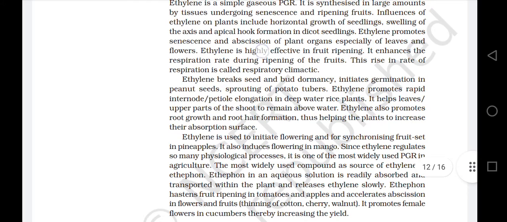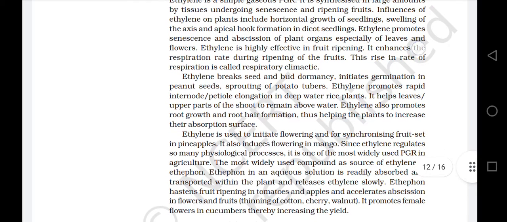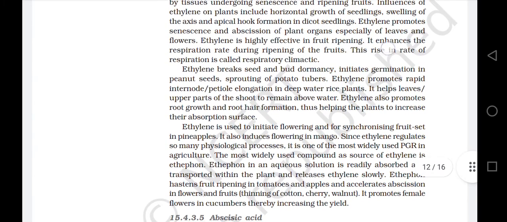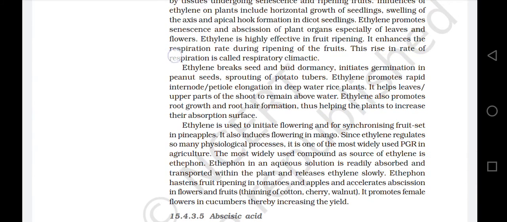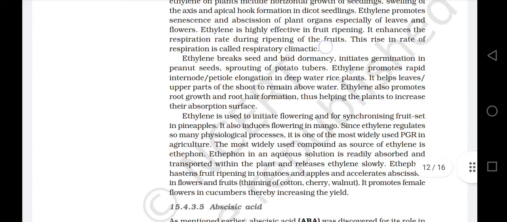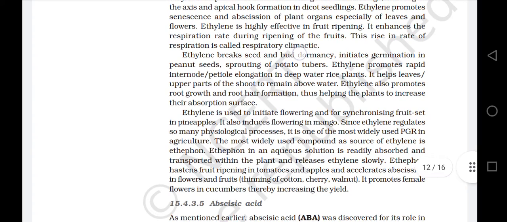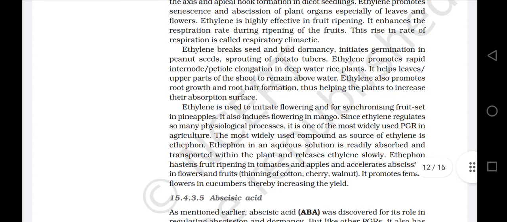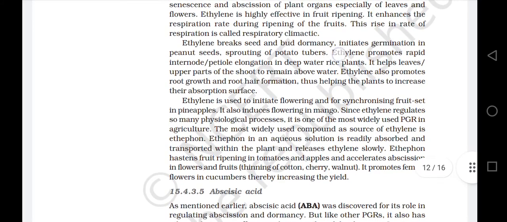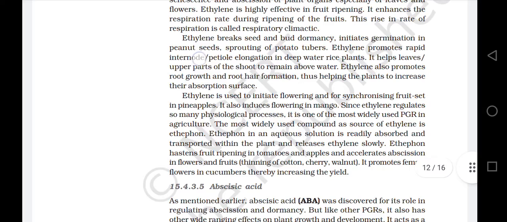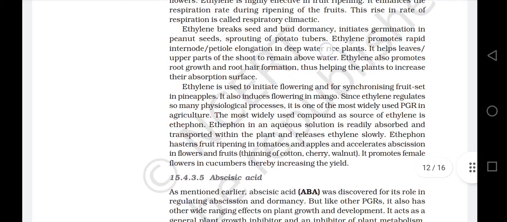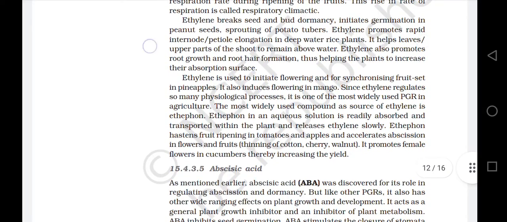Ethylene is highly effective in fruit ripening. It enhances the respiration rate during ripening of the fruits. This rise in rate of respiration is called the respiratory climacteric. Ethylene breaks the seed and bud dormancy, initiates germination in peanut seeds, and sprouting of potato tubers. Ethylene promotes rapid internode and petiole elongation in deep water rice plants. It helps leaves and upper parts of the shoot to remain above water.